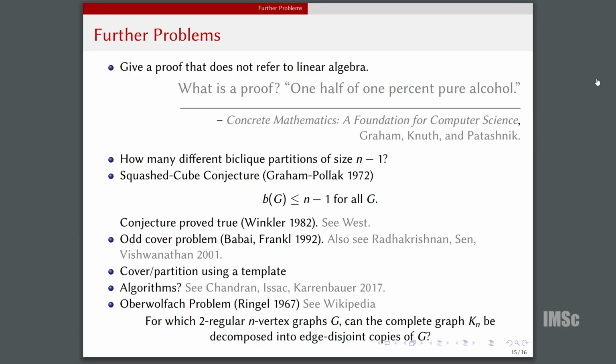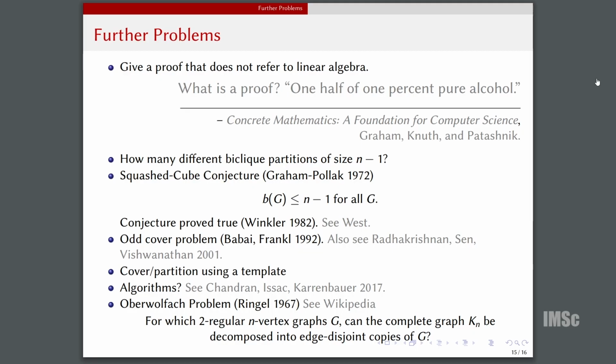And later Winkler says this was his biggest break, that solving this conjecture about the biclique partition number being n minus 1, and eventually he also got a job in Bell Labs because of proving this conjecture. It was known as the squashed cube conjecture because of the equivalence of this problem with a problem where you want to find an embedding of a graph into what is called a squashed cube, and you wanted to minimize the dimension. So that's another equivalent way of seeing the biclique partition number. And this theorem is there in West's book, the graph theory book, so you could check out that book.